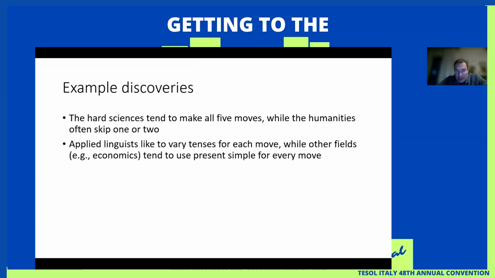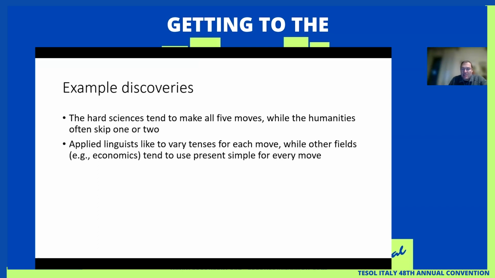Applied linguists, for example, like to vary tenses for each move. Not always, but there's a tendency that we vary the tenses for each move. And I think the reason we do this, what I've sort of understood as being the reason from our discussions in class, is that we're sort of reinforcing communication. We're identifying not only in terms of rhetorical structure and in terms of content, what the introduction is versus what the methods were versus what the implications might be in the future.